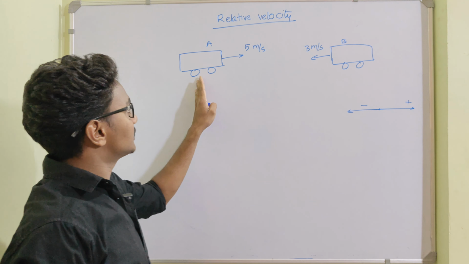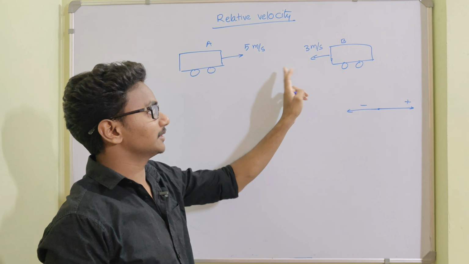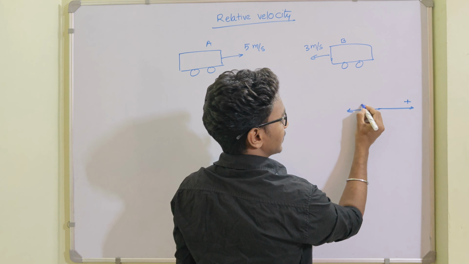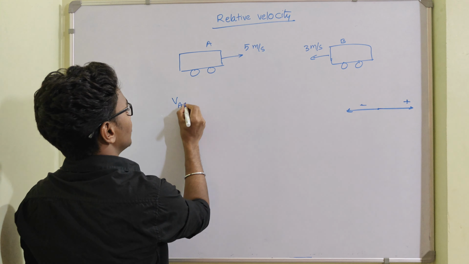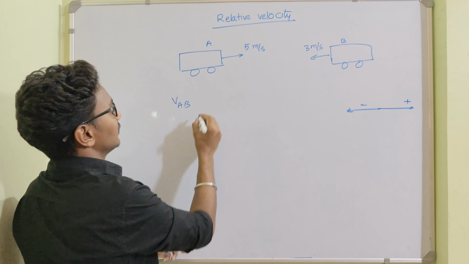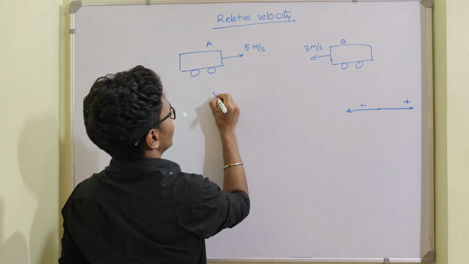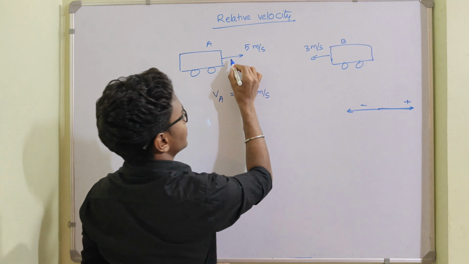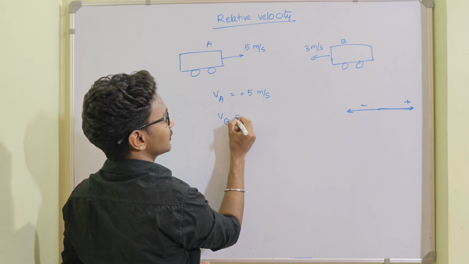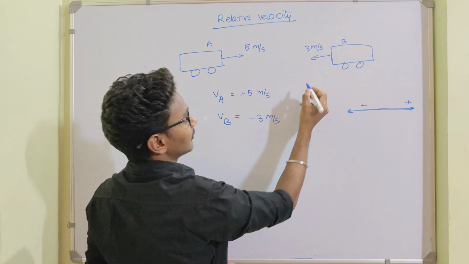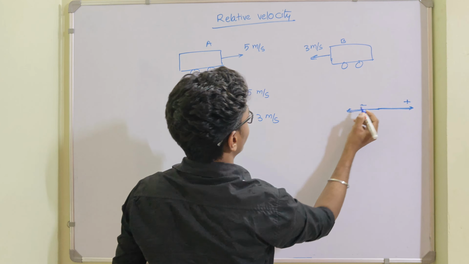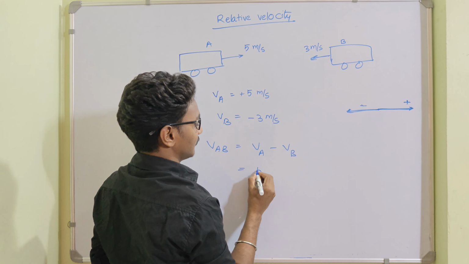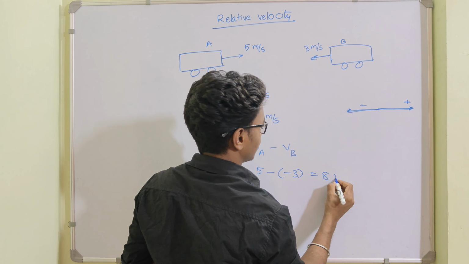A and B are two cars. A is traveling in this direction, 5 meter per second. B is traveling in this direction, 3 meter per second. As usual, we are taking this direction as positive and this direction as negative. Now calculate VAB, velocity of A with respect to B. First define velocity of A. Velocity of A is 5 meter per second positive because the direction is this, so positive. Velocity of B is 3 meter per second negative because this is the opposite direction. Now calculate VAB. This is VA minus VB. VA is 5 minus of minus 3, which is 8 meter per second.